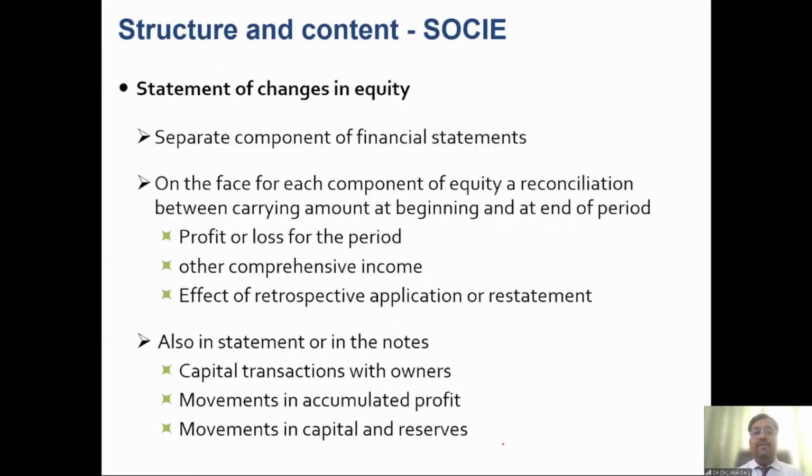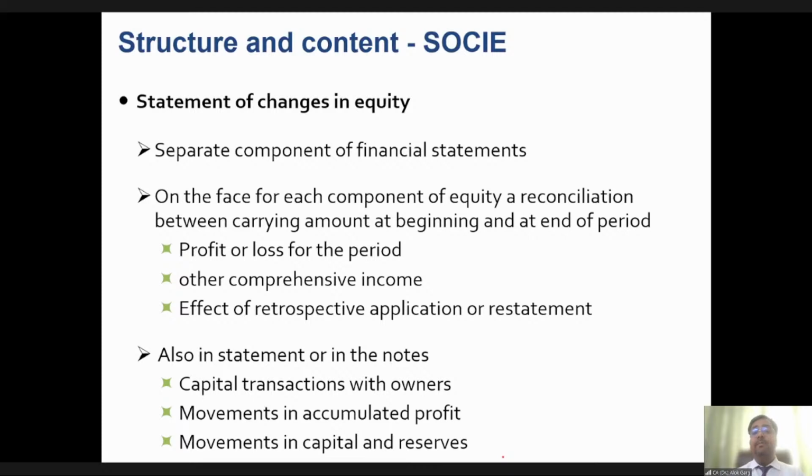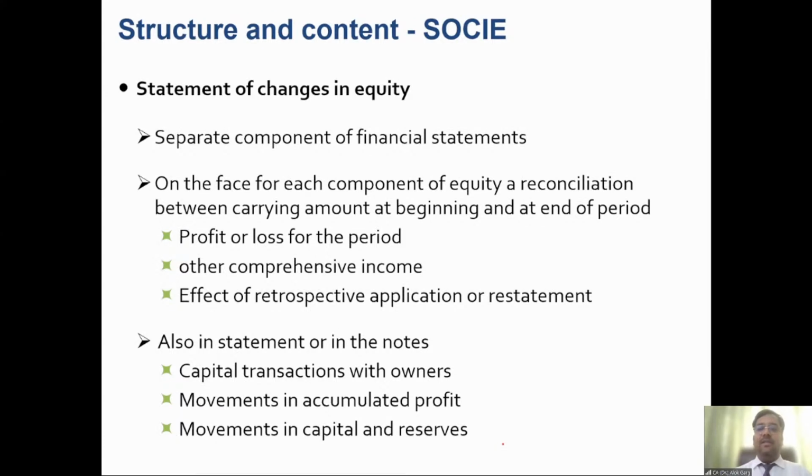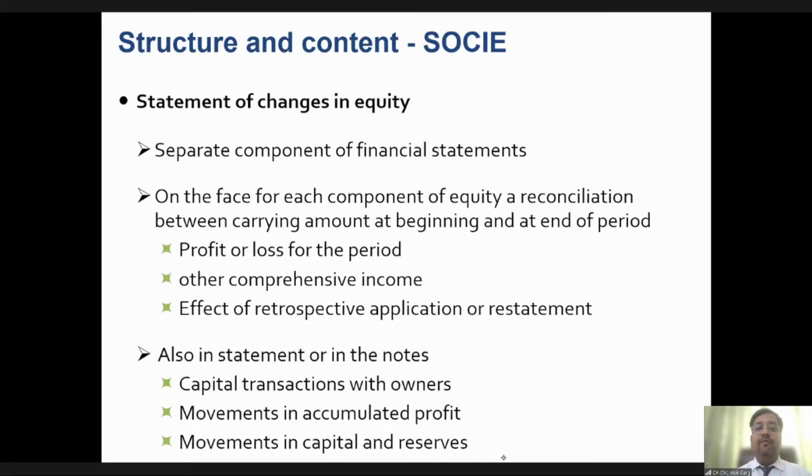Coming to the next part, statement of changes in equity. What is meant by statement of changes in equity? It is a reserve reconciliation and capital reconciliation. It is a movement in equity share capital and movement in other equity, right? So it is a separate component of the financial statements. It has to be signed by the auditor as well as the board of directors.